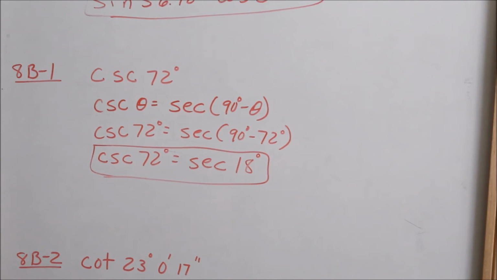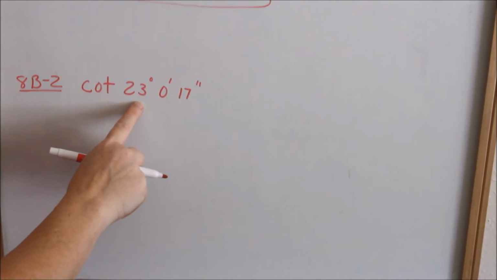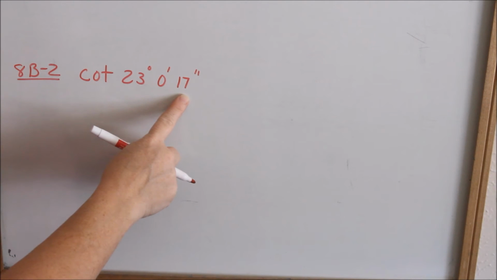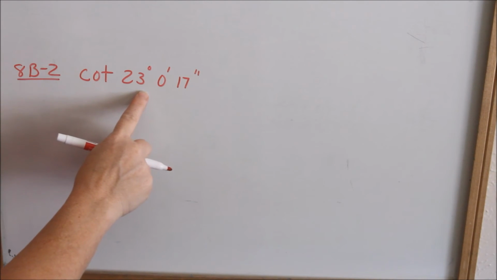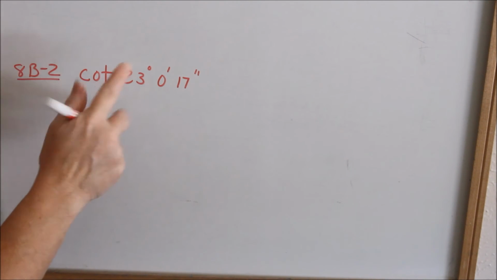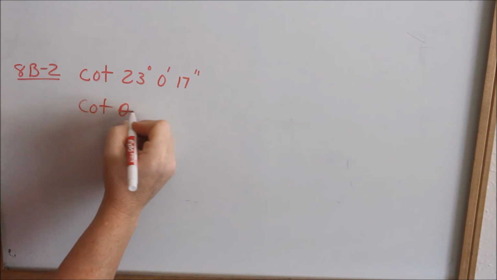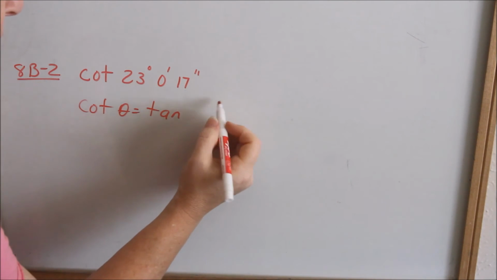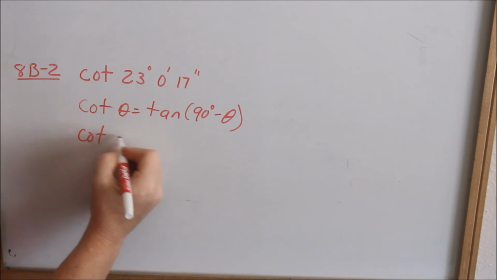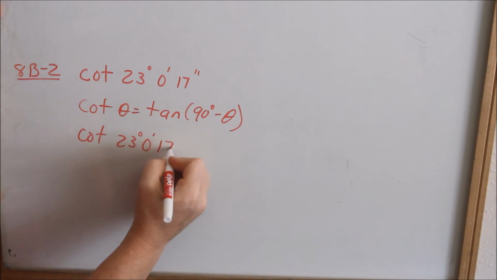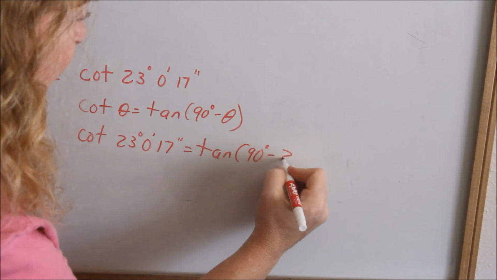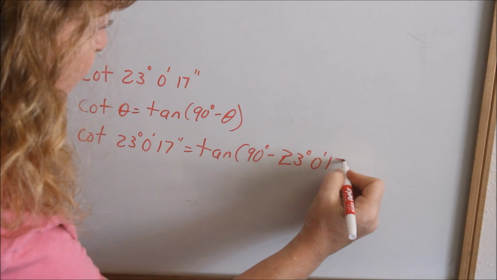Okay, let's look at 8b2. We have cotangent of 23 degrees, 0 minutes, and 17 seconds. If they put their degrees in decimal, you put your degrees in decimal. If they use degrees, minutes, seconds, you use degrees, minutes, seconds. So we want the cofunction of cotangent. So cotangent of theta is equal to tangent of the other angle. So cotangent of 23 degrees, 0 minutes, 17 seconds is going to be equal to tangent of 90 degrees minus 23 degrees, 0 minutes, 17 seconds.